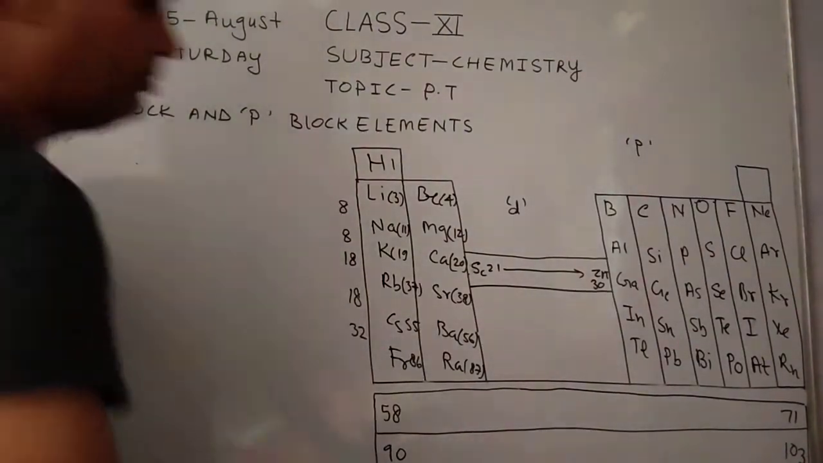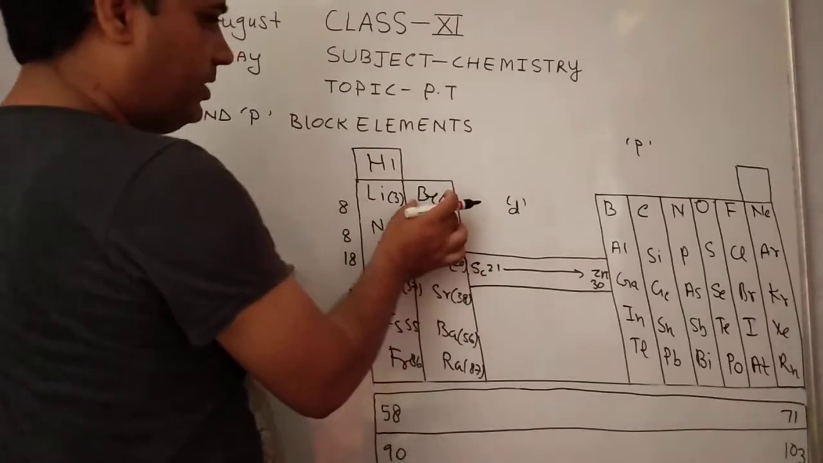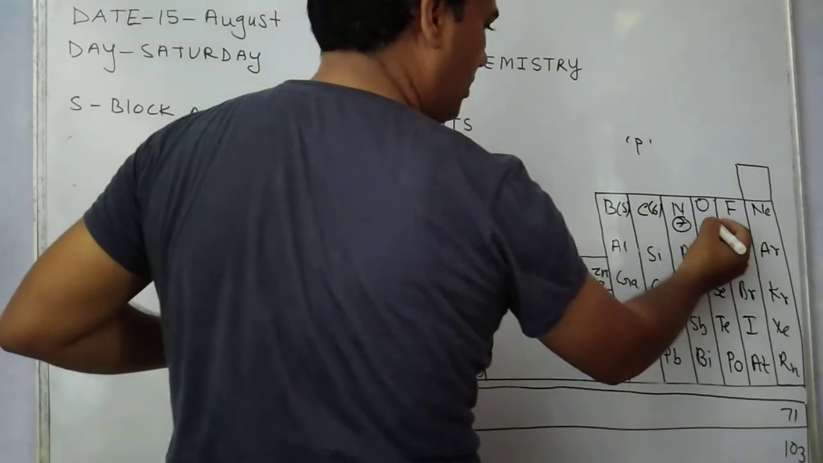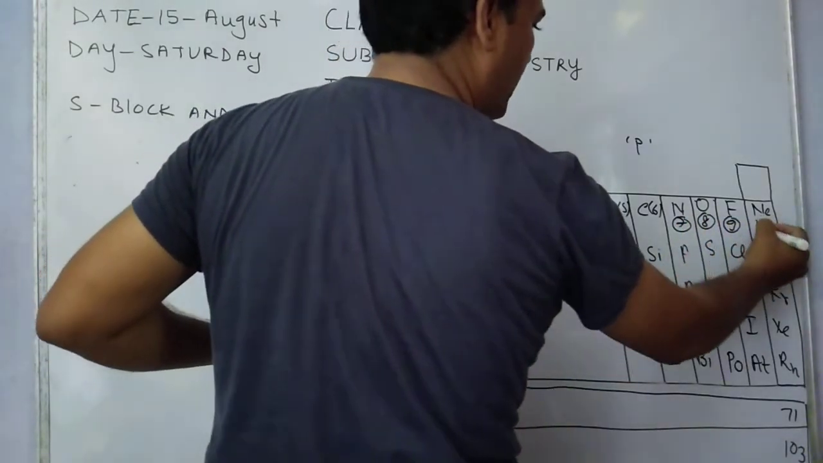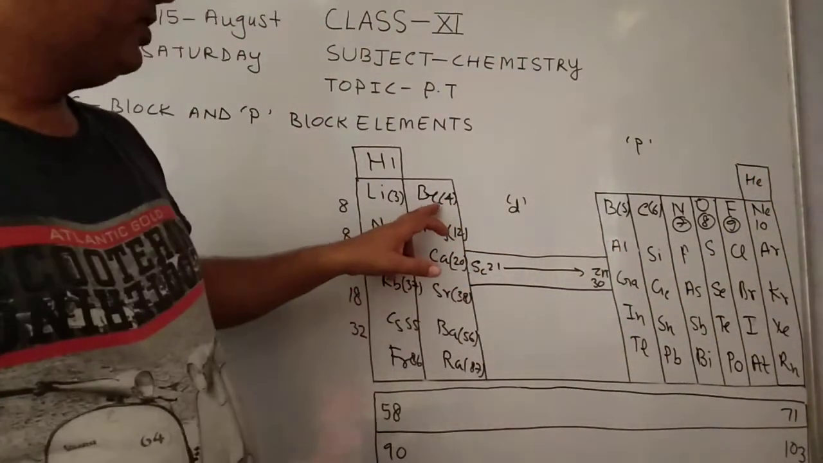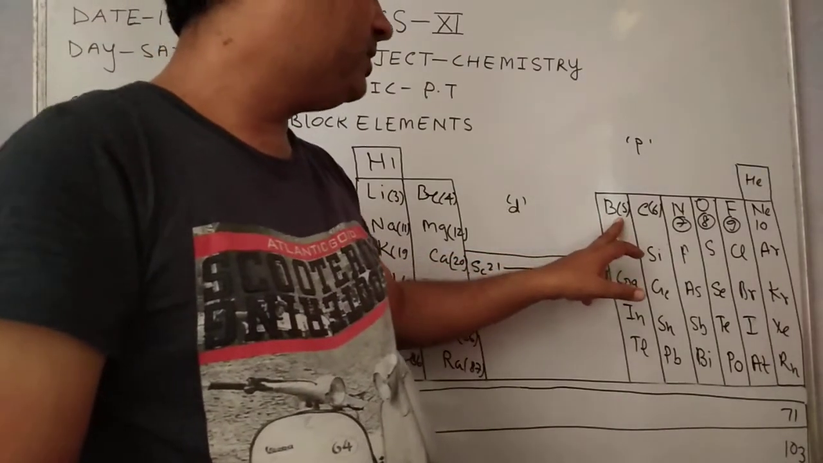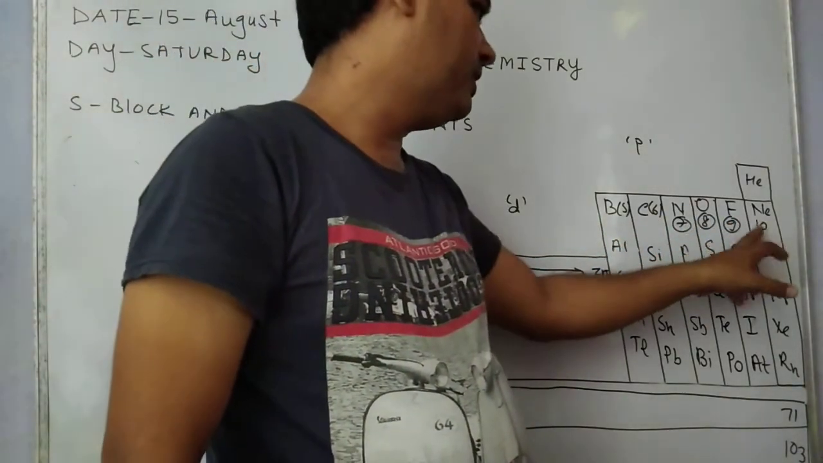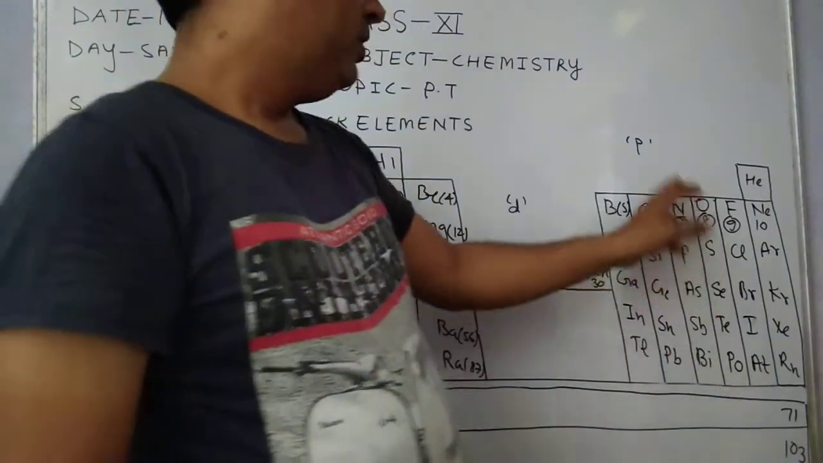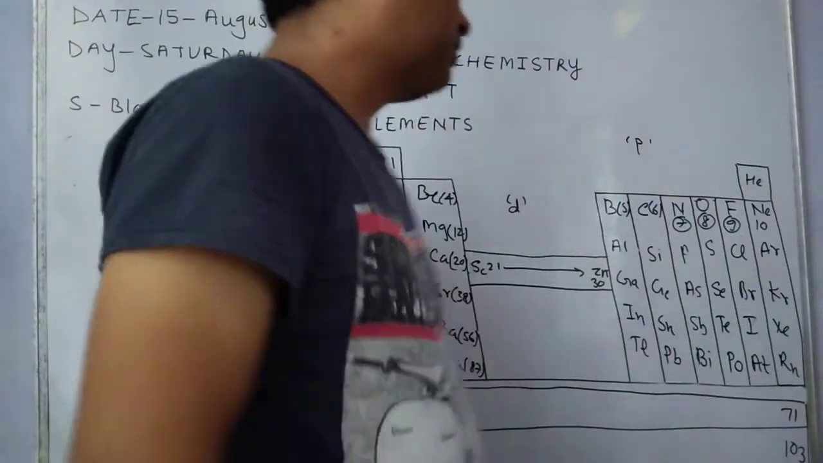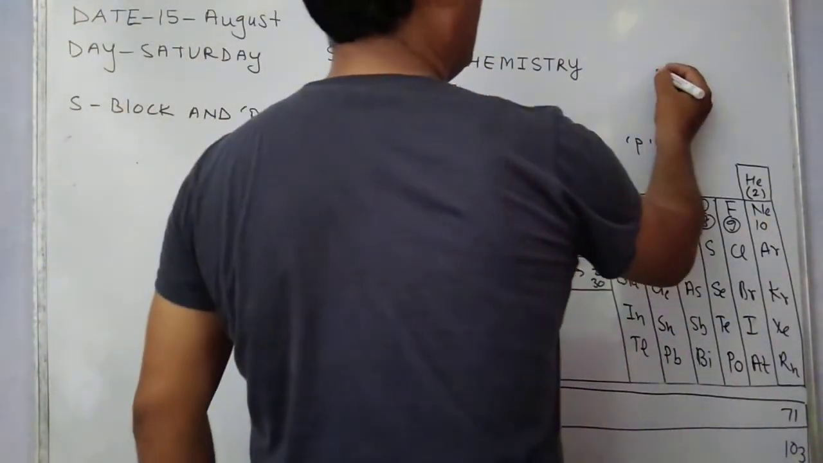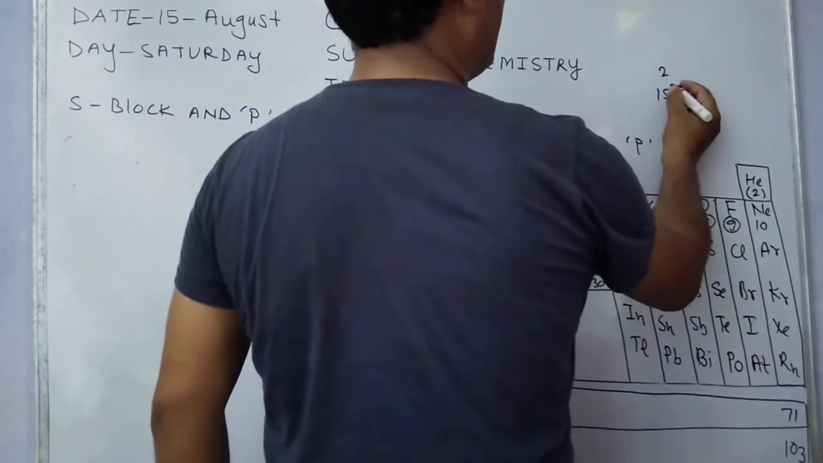Next I am going to discuss p block elements. The atomic number of beryllium is 4, boron is 5, carbon is 6, nitrogen is 7, oxygen is 8, fluorine is 9, neon is 10. After beryllium, boron, carbon, nitrogen, oxygen, fluorine and neon are p block elements. Helium is not a p block element. The atomic number of helium is 2, and its configuration is 1s2.